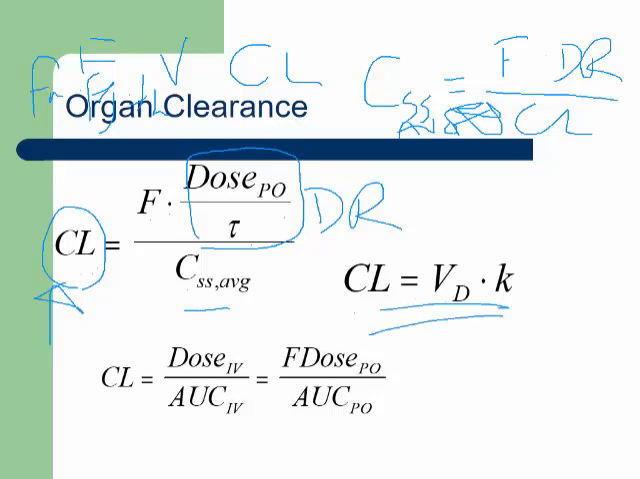Clearance is equal to volume times K. Is this mathematically correct? Yes. But is clearance determined by volume? No. Is clearance determined by K? No. This is not the dependent variable.